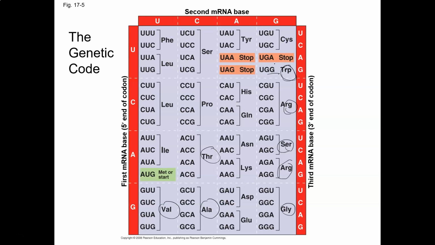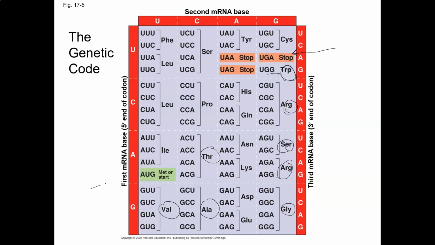Notice while we're looking at this that 3 of the codons are not for an amino acid. They tell the cell to stop, that it's finished. So UAA, UAG, and UGA are called stop codons. When you get to that, the cell knows the protein's finished and it releases it from the ribosome.